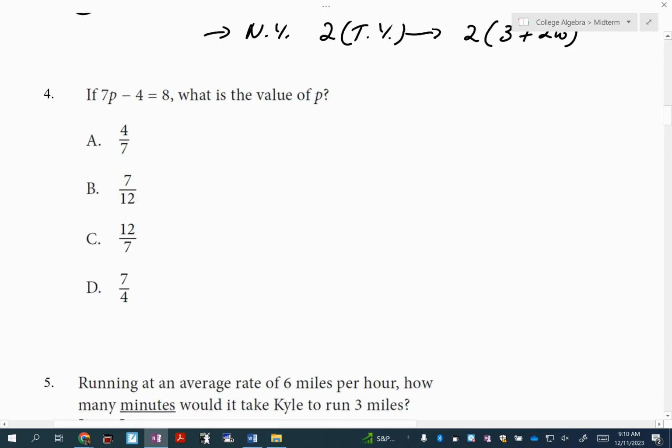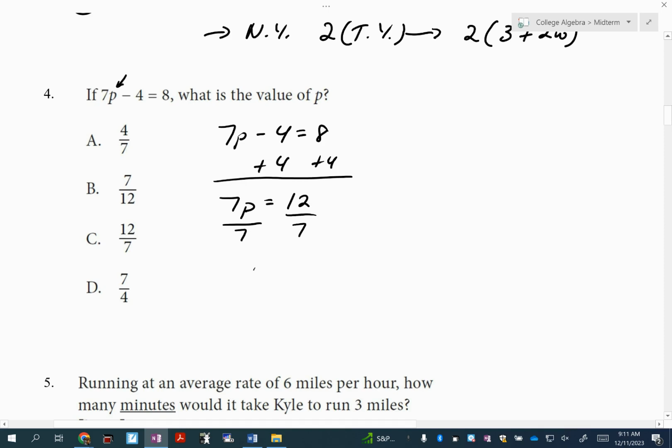Number 4. This is asking to solve for P, and this is a linear equation, so I'm just going to isolate the letter P. Add 4 to both sides, which gives you 7 times P equals 12. To get rid of the 7, we divide by 7 to get P equals 12/7, or letter C.